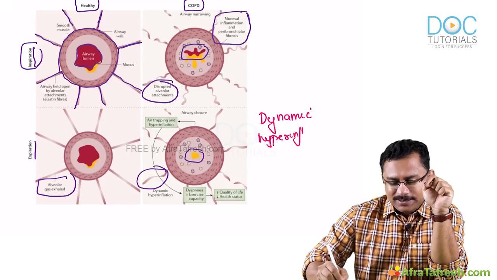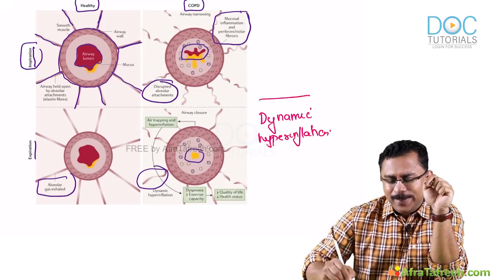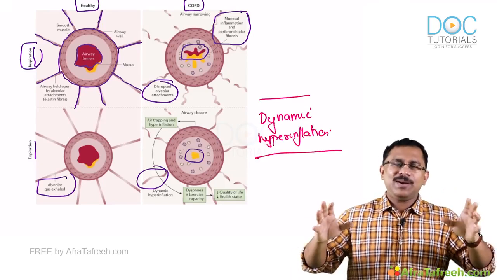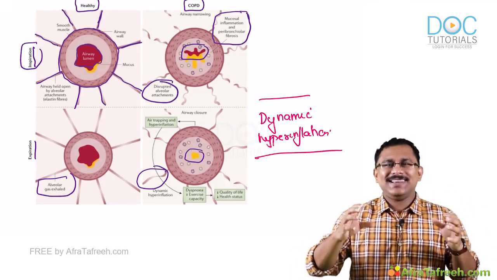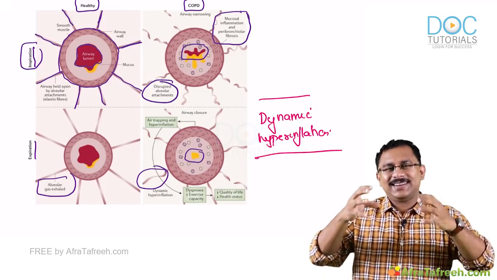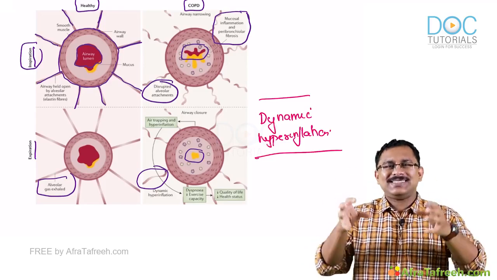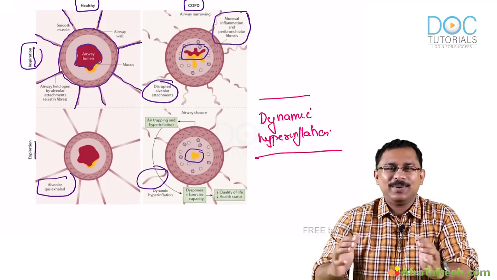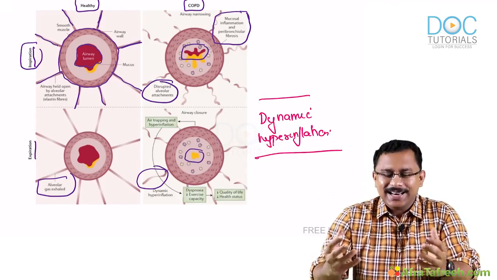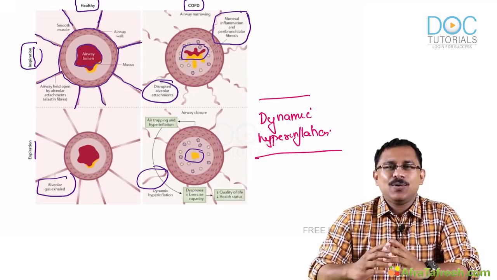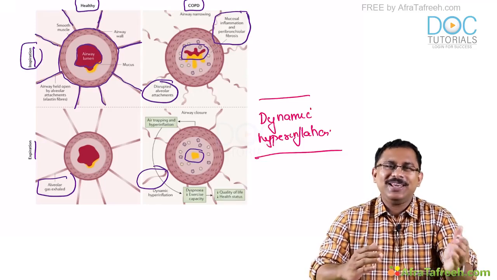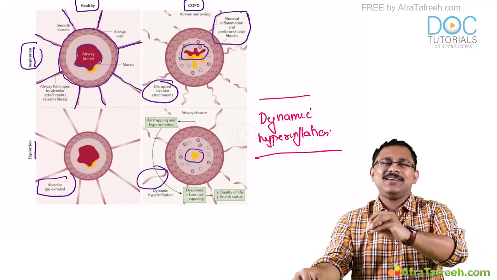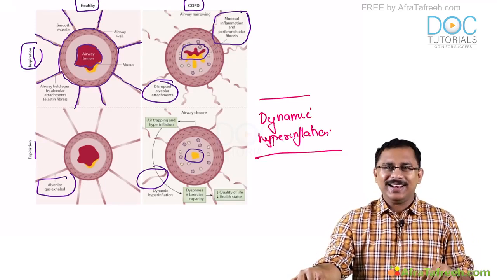Dynamic hyperinflation. Now what is this term? It just means that the hyperinflation is a dynamic process, that it is in the expiration phase that the actual problem happens and there is air trapping. Okay, so that is what happens. So did you understand now, by this simple picture, compared to a normal individual, why air trapping occurs in case of your emphysema? Very clear?